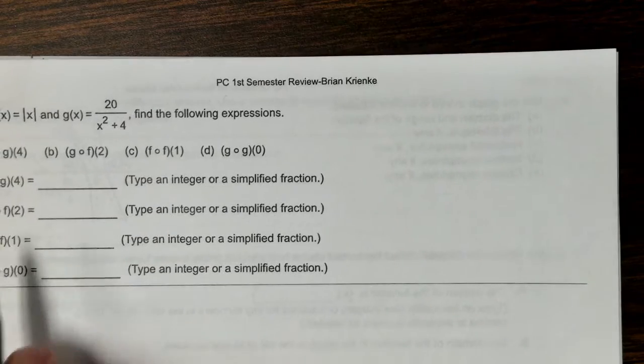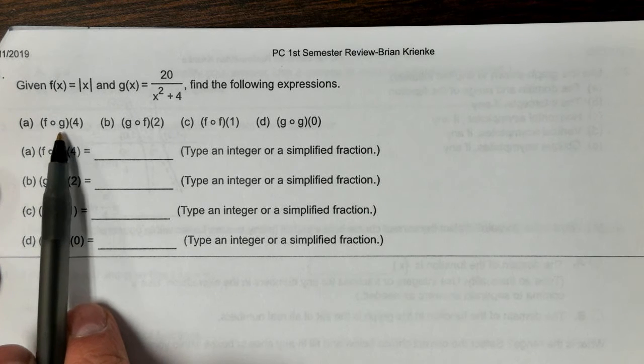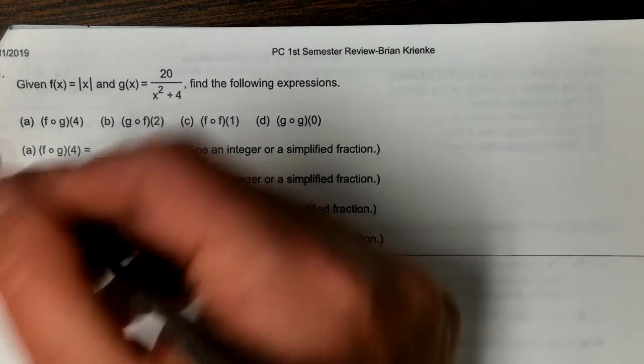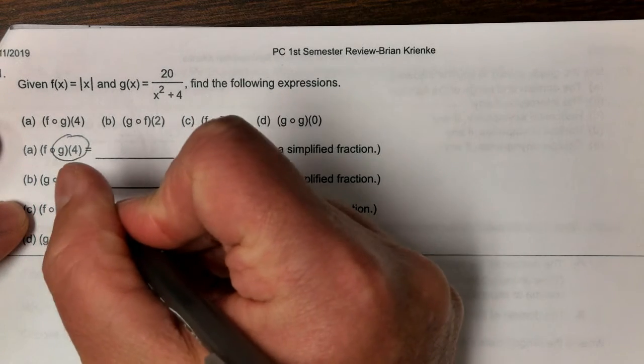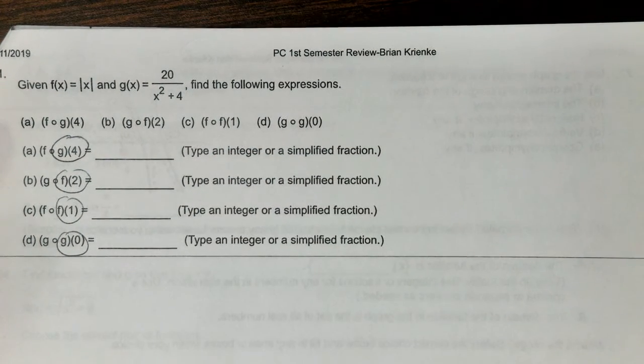Okay, now 21. So the easiest way to remember this, you are working inside out like we've said before, but the easiest way to remember it is to circle the ones that are closest to the number, because that's what you're going to do first.